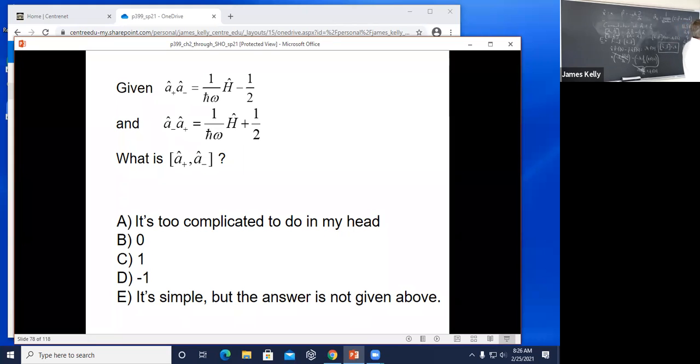The definition of this commutator is A plus A minus, which involves a -1/2 and this Hamiltonian thing up in front, minus A minus A plus, so we get a -1/2 there, and these things have opposite signs, so they cancel out, but we get a -1/2, -1/2, which is -1 there. So the answer is D. Any questions on that? This is all going to be used in a proof that we're going to do shortly.